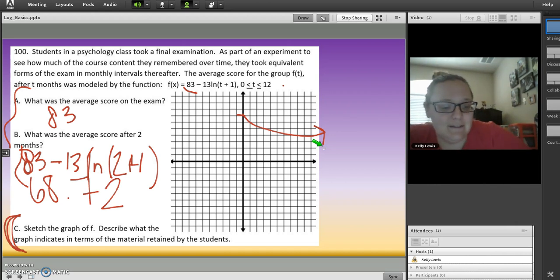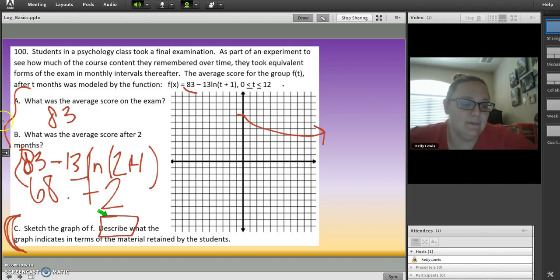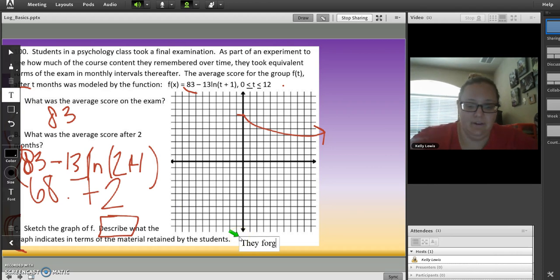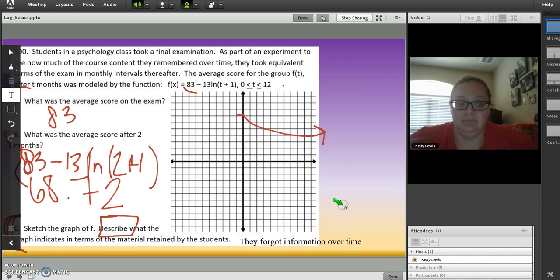Okay, but this is something I would ask, definitely. Describe what the graph indicates in terms of the material. Sure. They forgot information over time. Because they took the class, they took the final, and then every month for 12 months, they took the same final, but they're no longer in class. So they forgot stuff, right? Because they're not learning anymore.